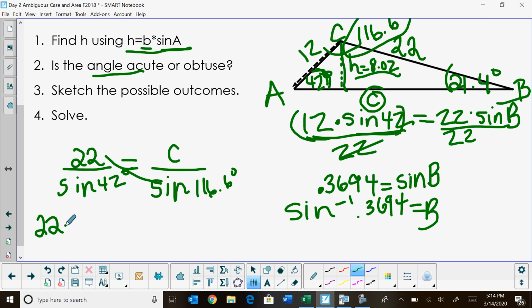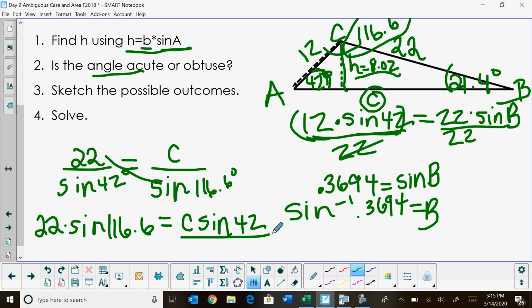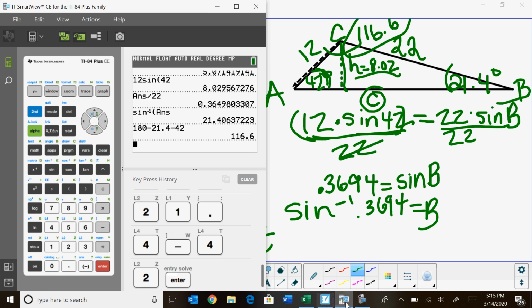And you can go ahead and type that in your calculator. That's fine. And then you're going to set that equal to C times sine of 42. And you're going to divide both sides by the sine of 42 to solve for side C. So when you're solving for a side, you don't have to worry about doing the inverse. It's only when you're solving for an angle. We've just finished inverses, so that should be pretty easy.